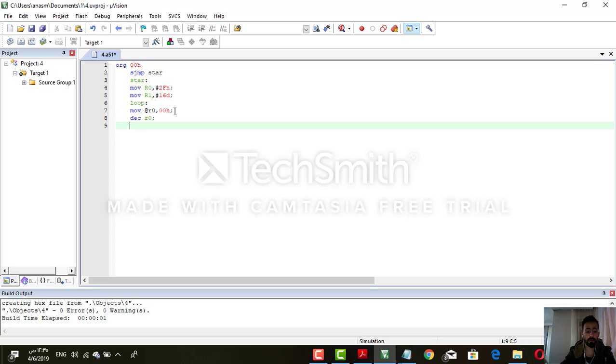We will see it. After that, DJNZ: if R1 is 0, it will end the program. If not, it will go to the loop again until R1 is 0, and the loop ends. So I will solve it.